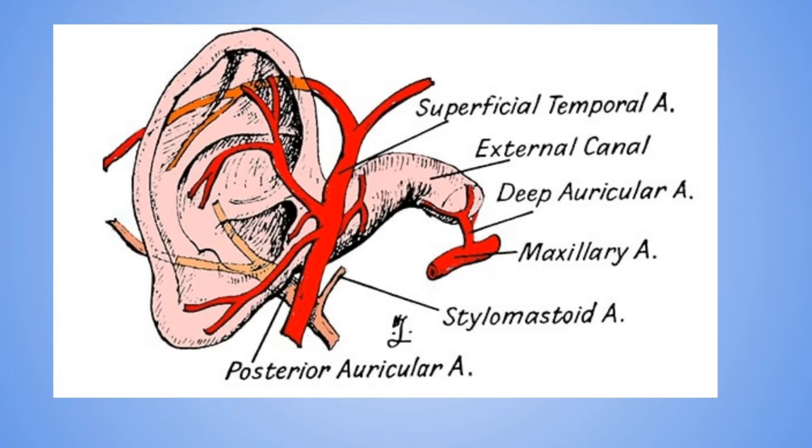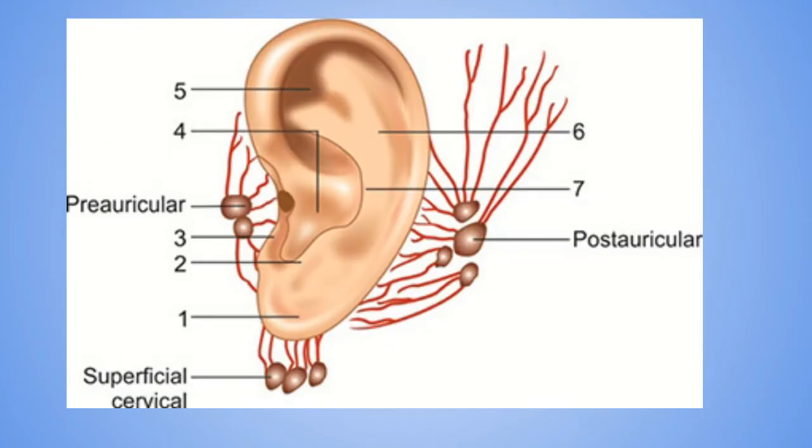The outer part of the canal is supplied by the superficial temporal and the posterior auricular arteries, and the inner part by the deep auricular branch of the maxillary artery. Now, the lymphatics over here pass to the preauricular, postauricular, and the superficial cervical lymph nodes.